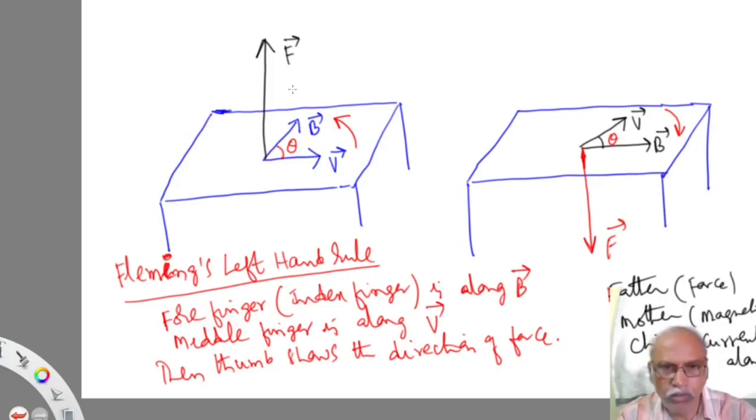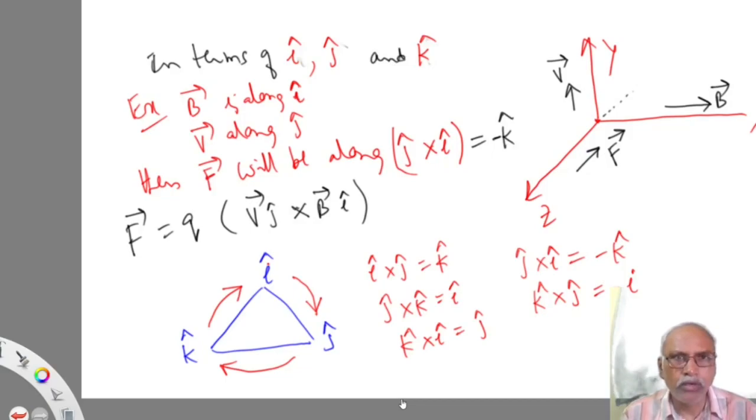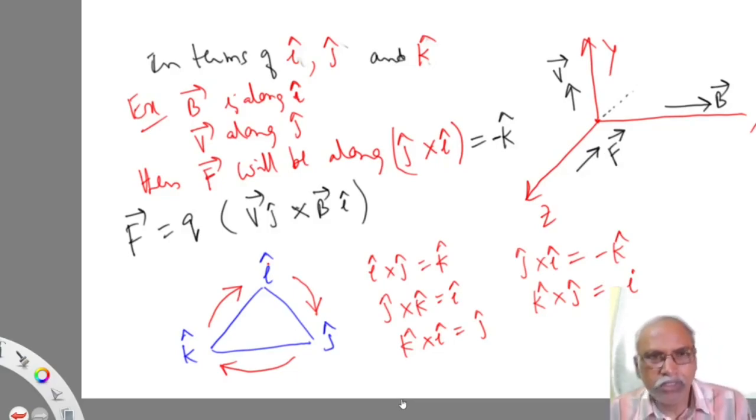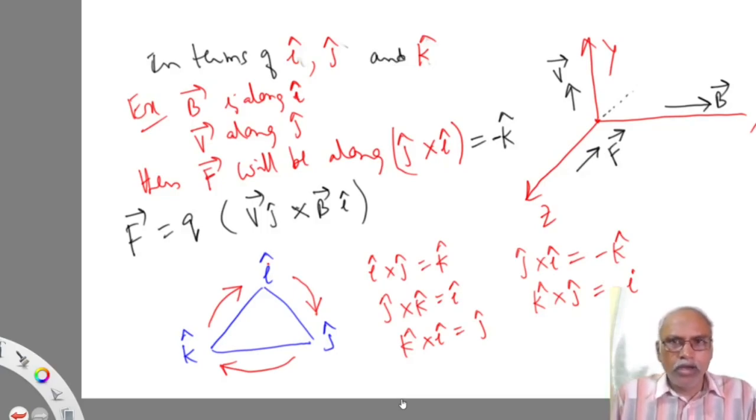Is it? Yes, sir. Then after that, we did the same thing expressed in terms of i, j, k. They ask 1 mark questions on it, sir. You see one figure I have shown. V bar is along i cap, that is along the x axis. B bar is along the y axis. Then F bar will come along the negative z axis.